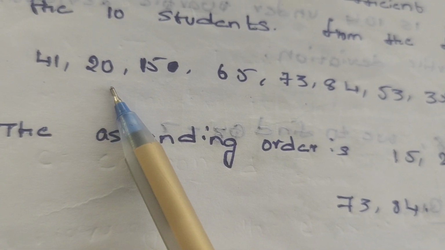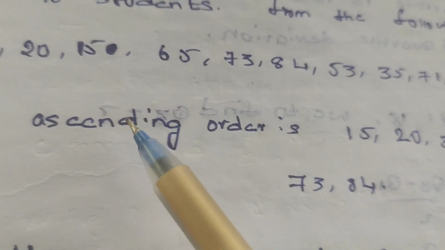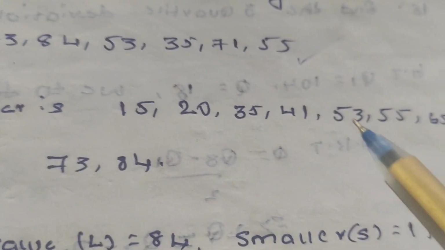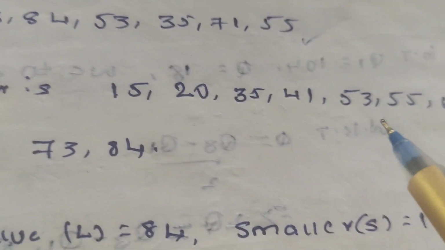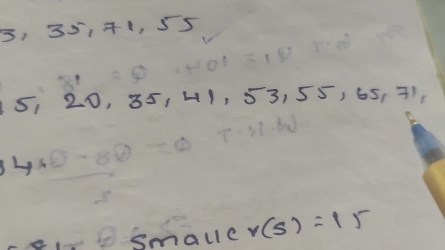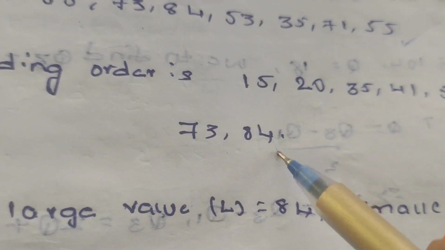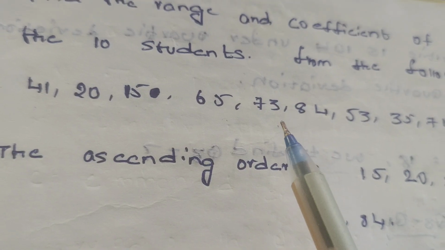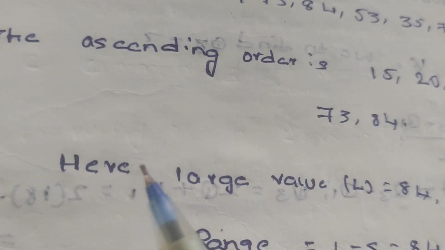the next larger value in this data: 20, 35, then 41, next 53, next 55, 65, 71 and 73, comma 84. This is the ascending order of the given data of the weights of 10 students.